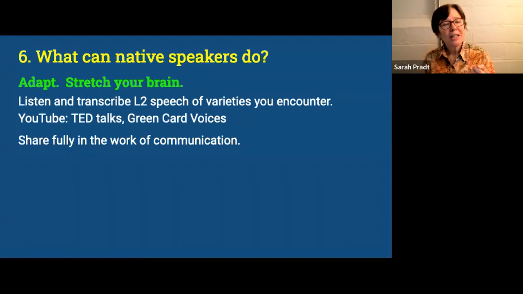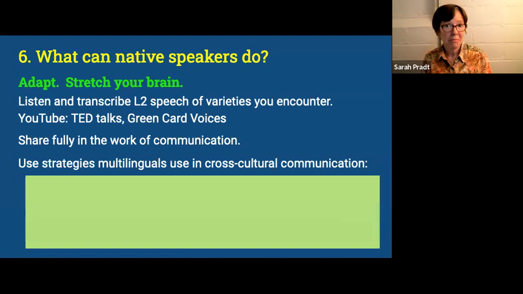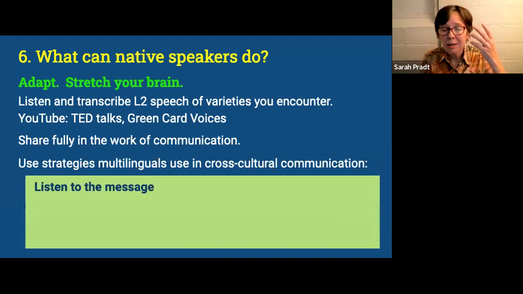We as native speakers can share fully in the task of communication. We can learn from multilinguals who are very good at cross-cultural communication. We can share their strategies. While in conversation, they listen to the message, even if it doesn't make sense, even if it is non-standard, they just listen and persist. They use the so-called let it pass strategy.